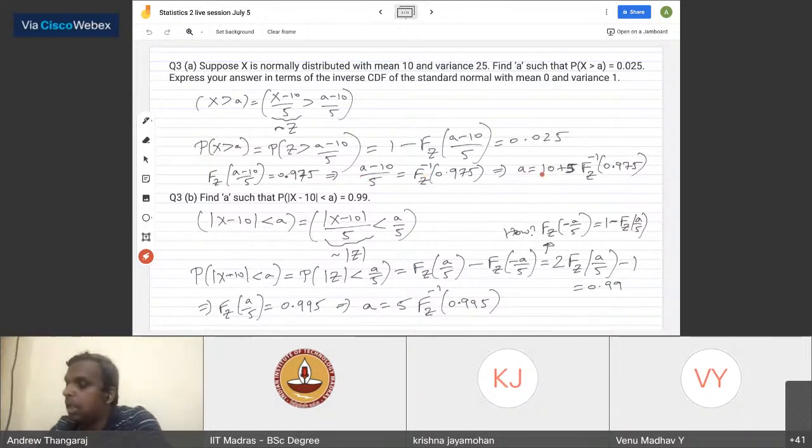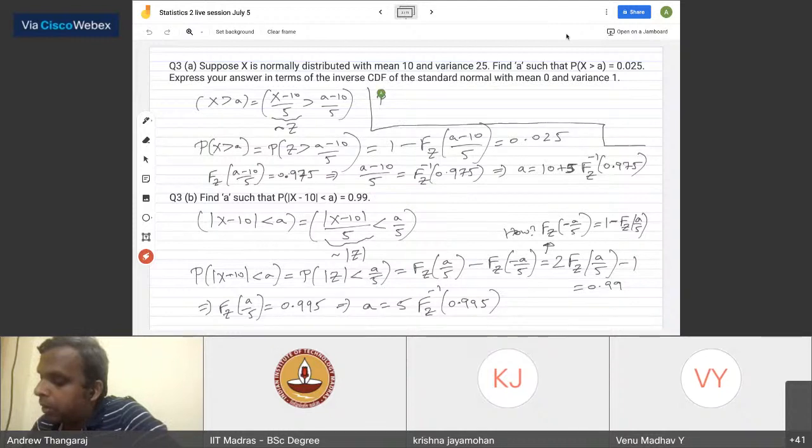Okay, so this is what I've done here, but this is a different problem from what I asked you, unfortunately. Let me see if I can quickly rectify that. If you have to do probability of X less than A equals 0.05, this is the same as probability that (X minus 10)/5 is less than (A minus 10)/5, which is Fz of (A minus 10)/5, and that's equal to 0.05.